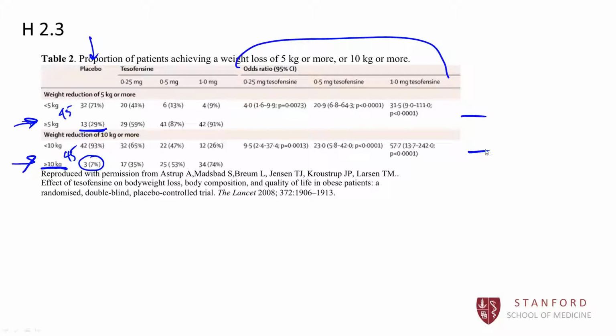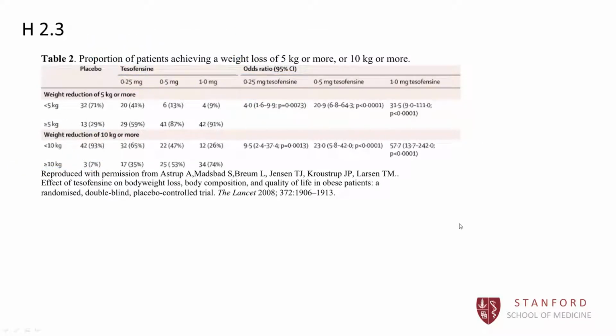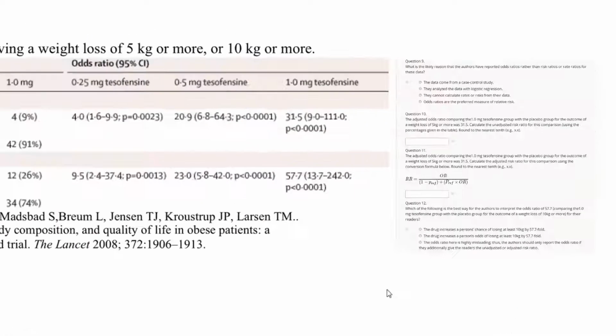And so there's a placebo group, and then there's a group of patients that were treated with 1 drug at 3 different doses, at 0.25 milligrams, 0.5 milligrams, and at 1 milligram. Odds ratios are presented for each group. So this is of course the odds ratio, this is the 95% confidence intervals, and this is the p-value associated with this effect estimate. Now that we have all of that understood, let's take a look at the questions.